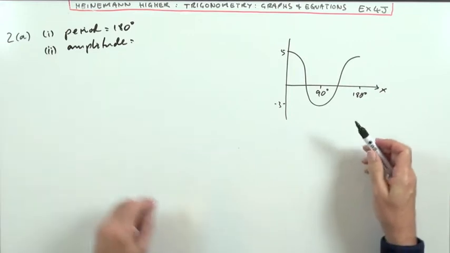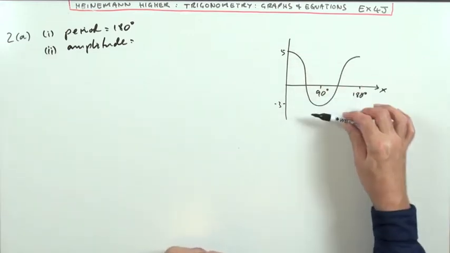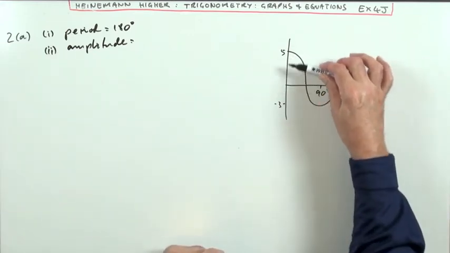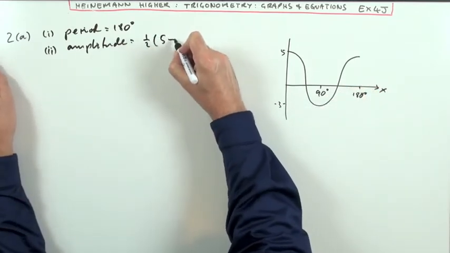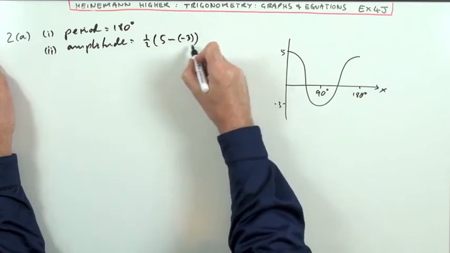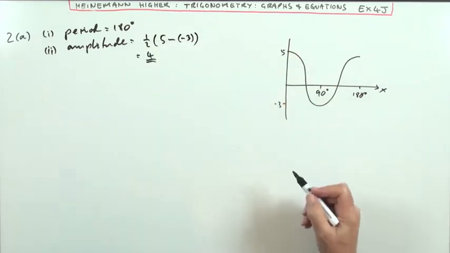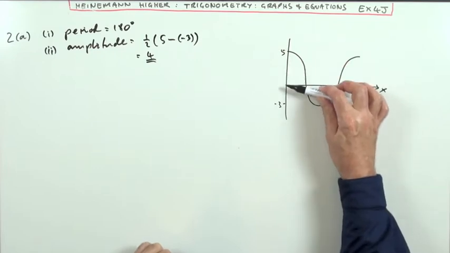Amplitude. Well, the amplitude is going to be the amount it moves up and down. Now there's a difference of 8. 5 take away negative 3 is 8. So the amplitude will be a half of that. A half of 5 take away negative 3, a half of 8, which is 4. So it's going up and down 4. Going up and down 4 means it should only reach 4.